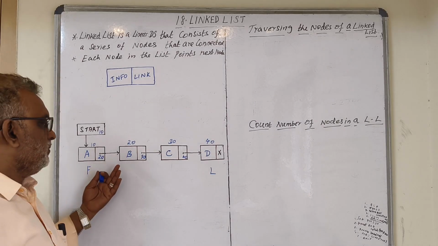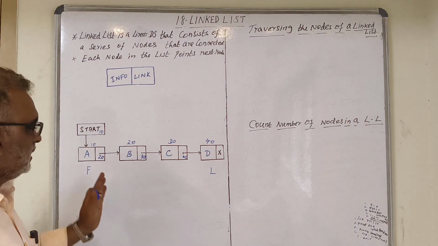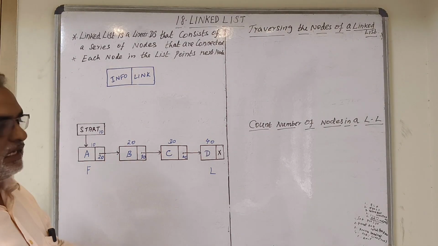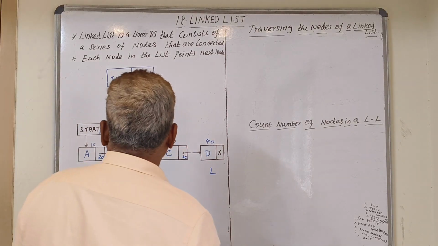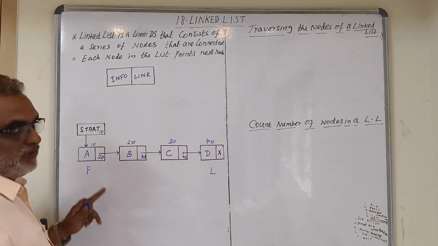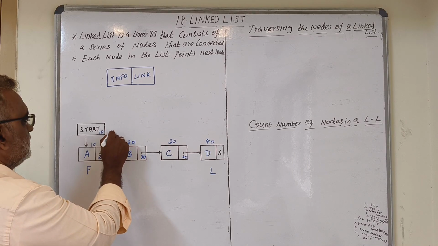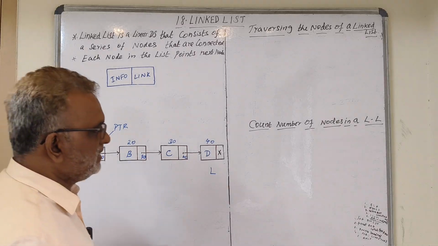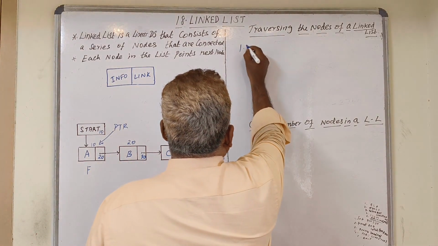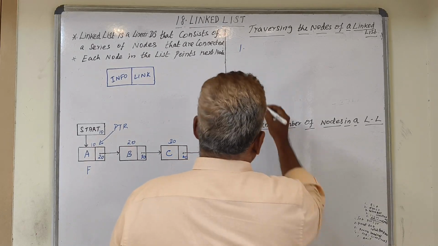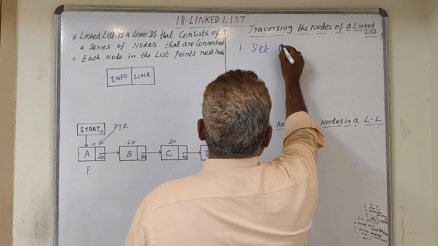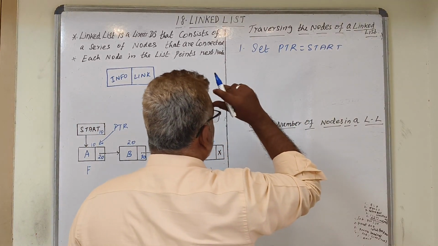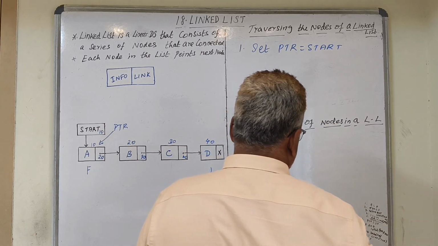So how do we access the nodes available in the list? Traversing. How to perform traversing? For that, let us see an algorithm. So this is the first node. We set up a variable, PTR. PTR is a variable. We just set it to the first node. So set PTR equal to start. That is, we are storing the value of start in the PTR.